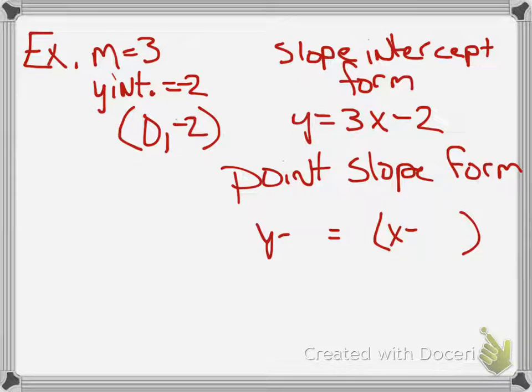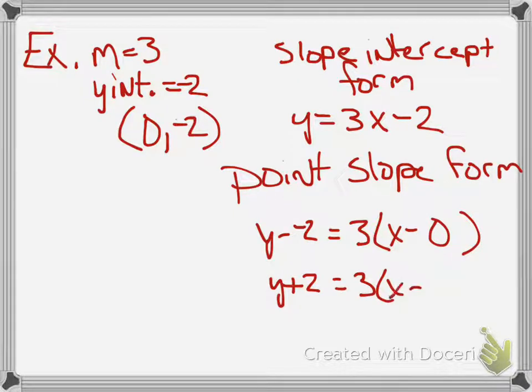Anyways, putting in the numbers: y with y, x with x, slope in the middle. That's the easiest way to do it. Then you could change the minus to a plus, and then you can leave it like that. And there's your point-slope form.